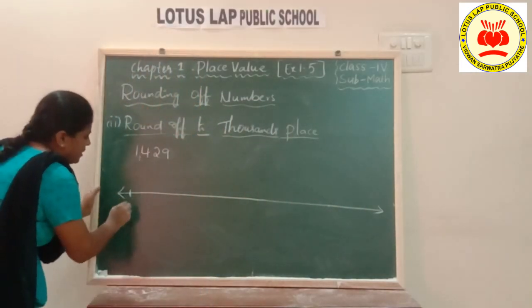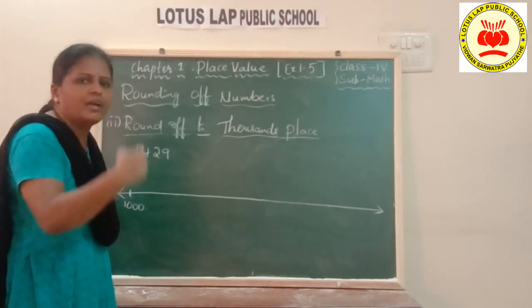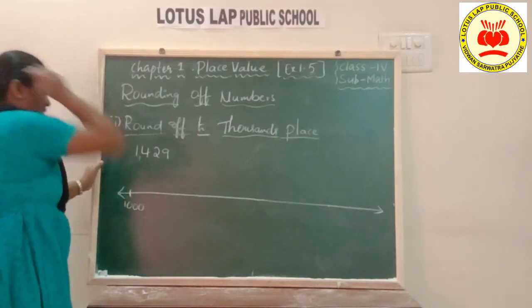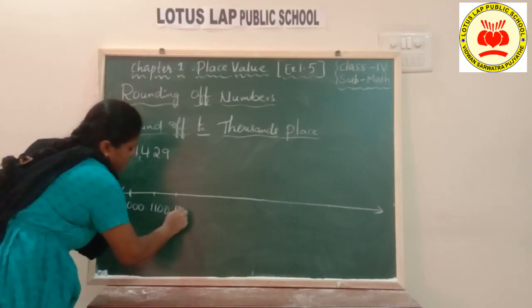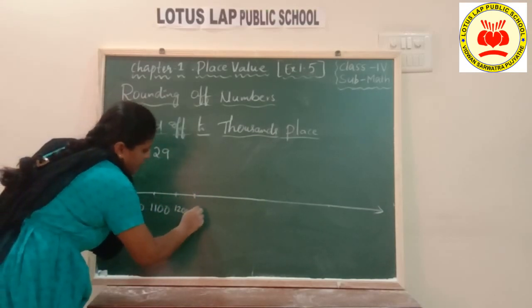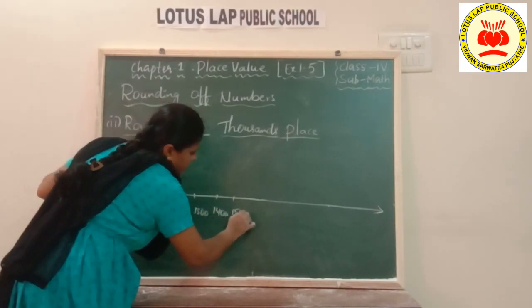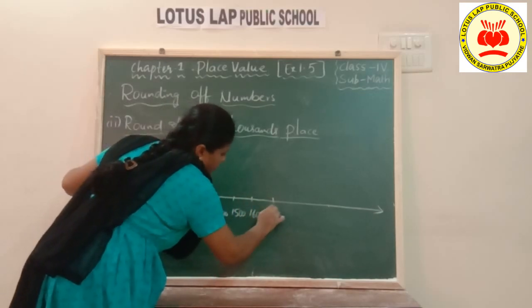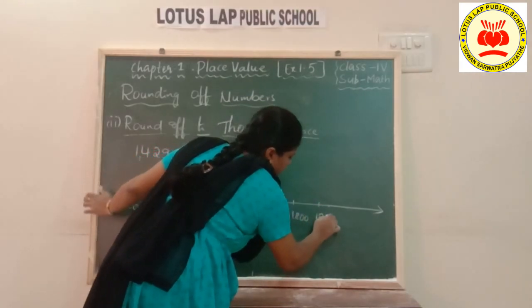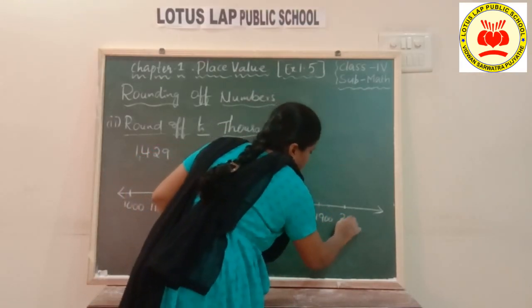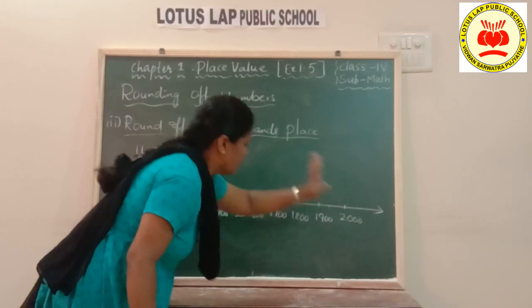Now let me start with 1000. This time I am going to increase the number every time by 100, children. Okay. So my next number would be 1100. Next 1200, 1300, 1400, and so on up to 2000. So it lies between 1000 and 2000, children.